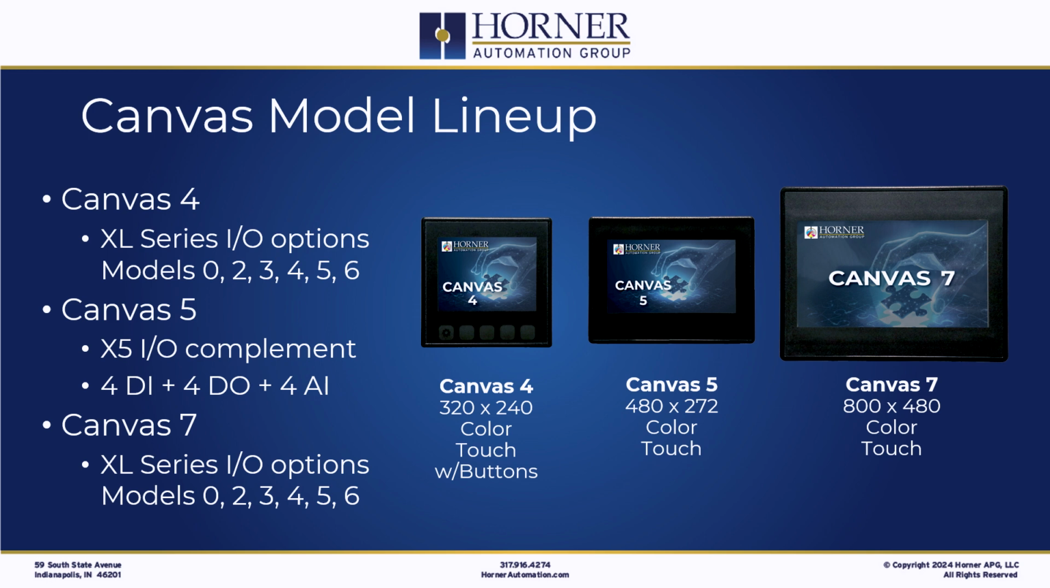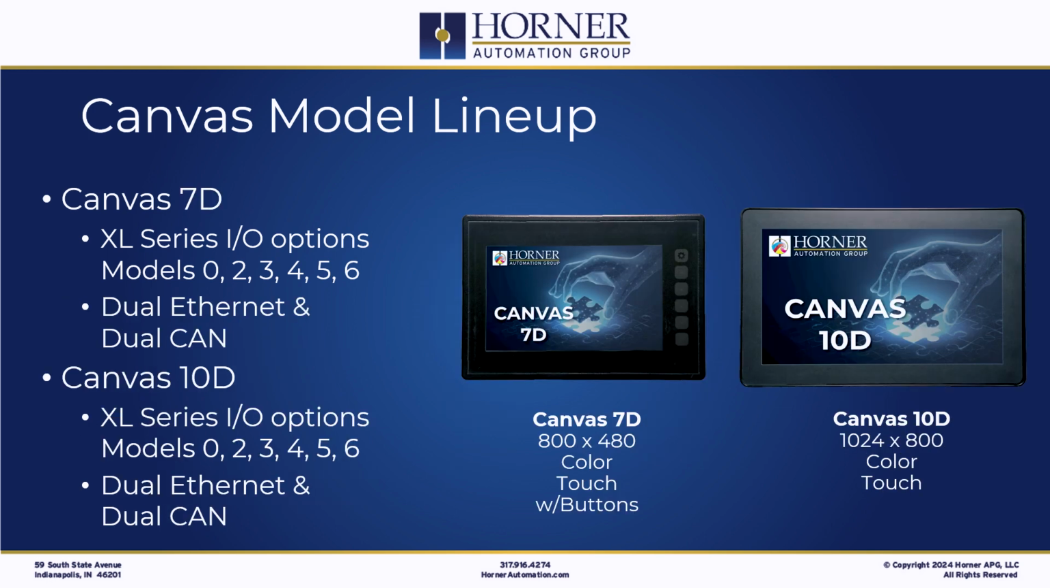The Canvas 7 is one of our 2 models in the family that have a 7-inch display. The 7-inch display these days is the most popular display size in industry, with 800 by 480 pixels, most typical and definitely included in Canvas. And the Canvas 7 model has all the features that you'd expect in Canvas in the basic IO complement and the basic other capabilities.